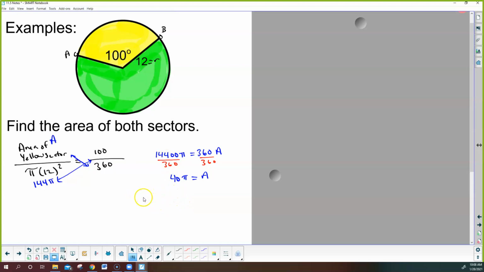So what does that tell us? What do we know? We know the area of the yellow sector is 40 pi, and then they didn't give me units. It's 12, but it's not anything special, so I'm still going to include the units, 40 pi units squared. And that's the area of the yellow sector.